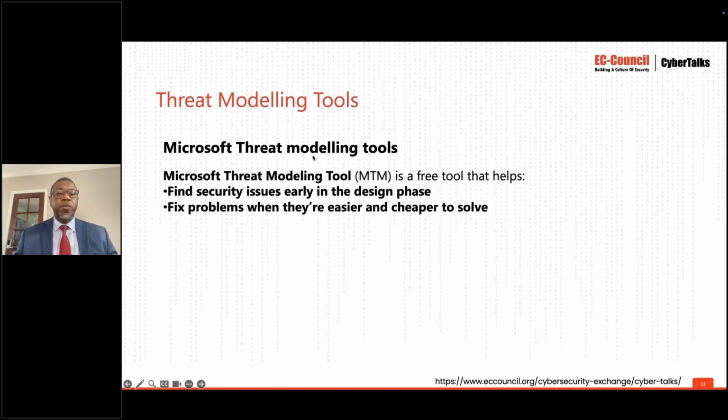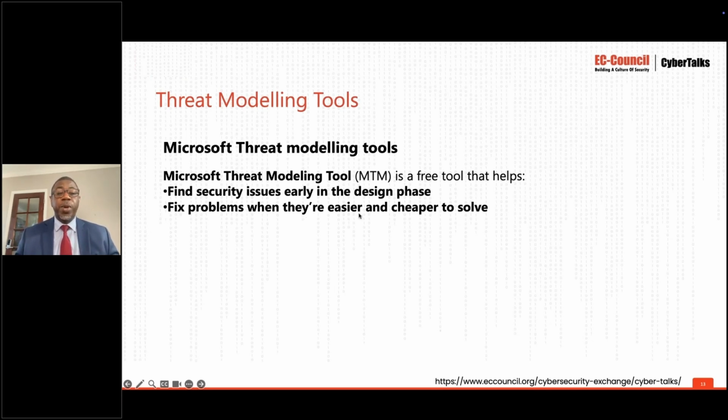Let's look at the Microsoft Threat Modeling Tool. It is a free tool, and many of these tools are free. We then had to go there and try to purchase licenses, and this one is free. It finds security issues early in the design phase. So in the middle of a design phase, whether it's an application or how you implement, this can assist in providing early detection within the design phase.